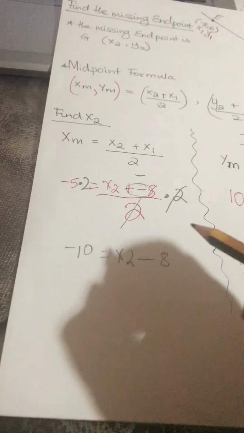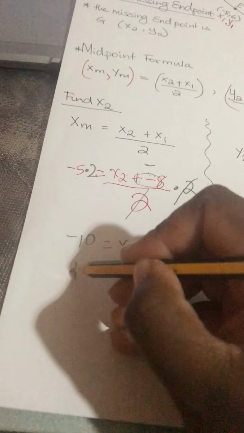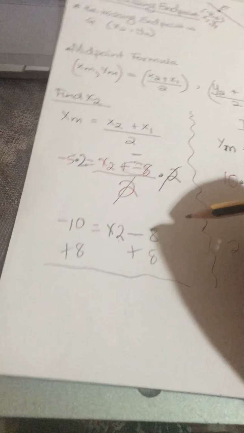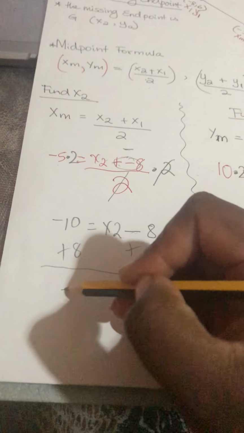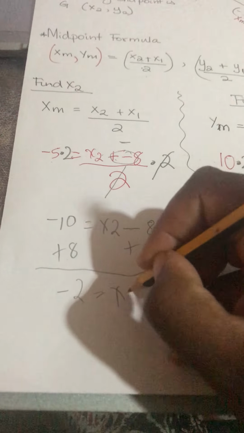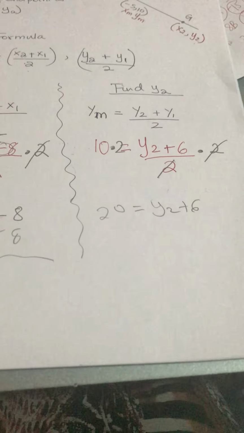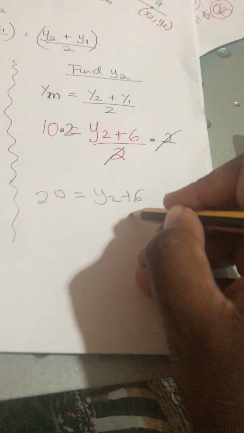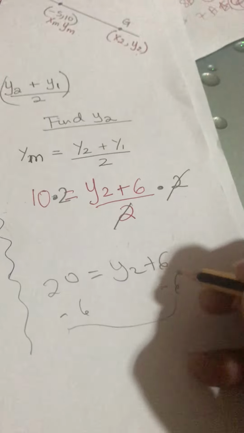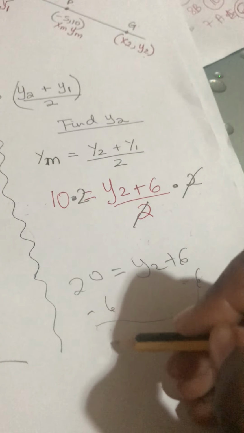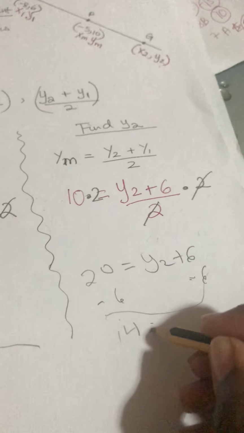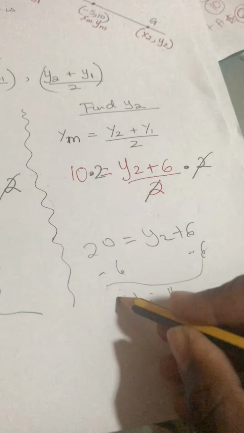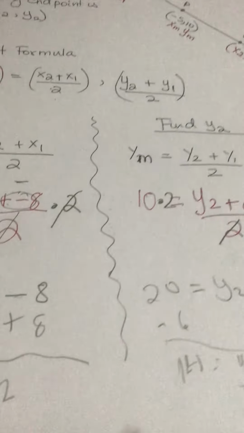So if you want to solve for x2, you add 8 on both sides. So what is your answer? Negative 10 plus 8, negative 2. That is x2. And then if you want to find y2, you minus 6 on both sides. And then you get 14 equals y2. Okay, let me put my phone down a little bit so I write correctly. So you have 14 equals y2.